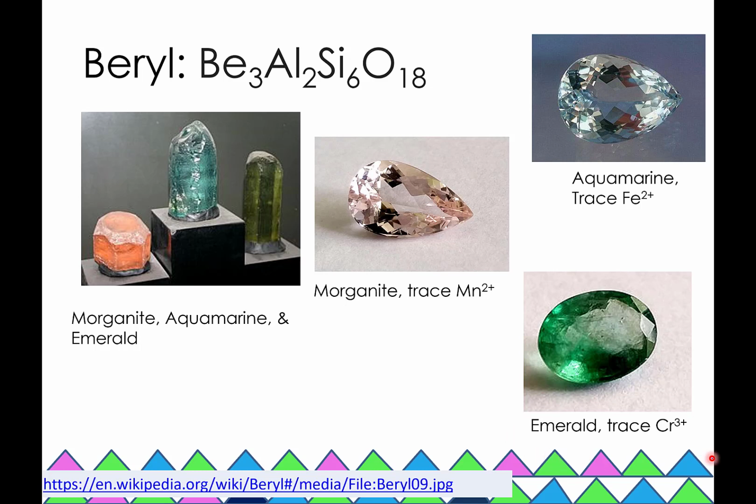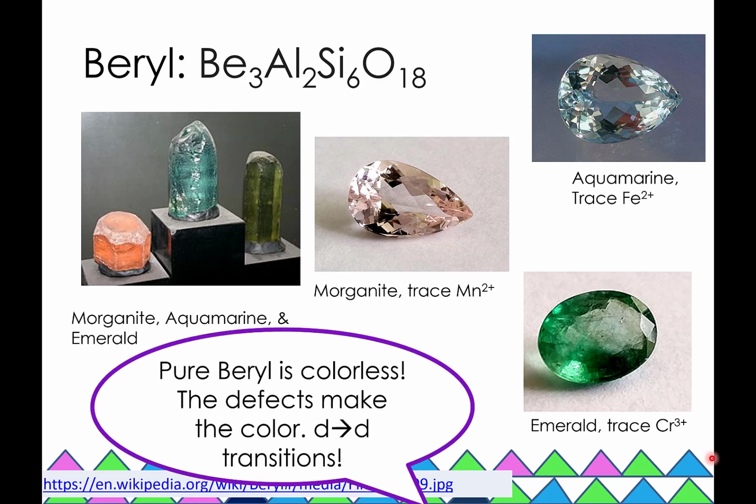We already know about transition metals and how they cause color, either through d to d transitions or through charge transfer events. So pure beryl is colorless, and the defects are what create the color in these different minerals. So again, either by d to d transitions or charge transfer.